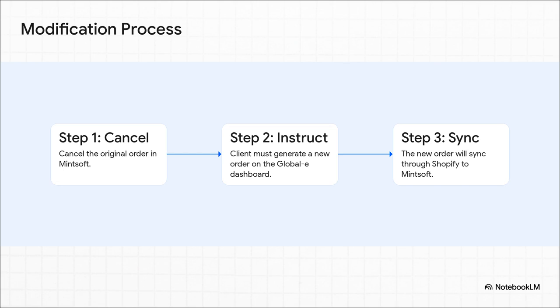It's this exact 3-step process with 0 exceptions. Step 1, you cancel the original order in MintSoft. Step 2, you have to clearly instruct the client to go into their own Global E dashboard and generate a new corrected order. Step 3, that new order will then push to Shopify and automatically pull into MintSoft. That is the only way it works.